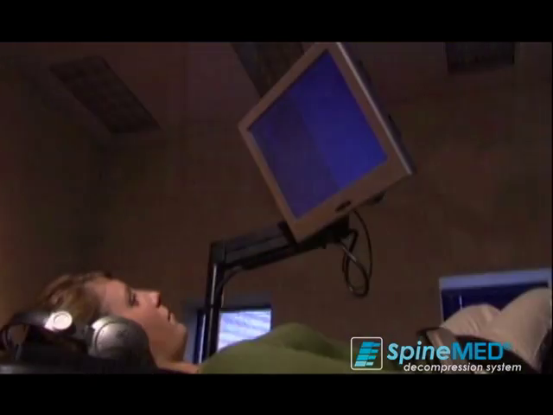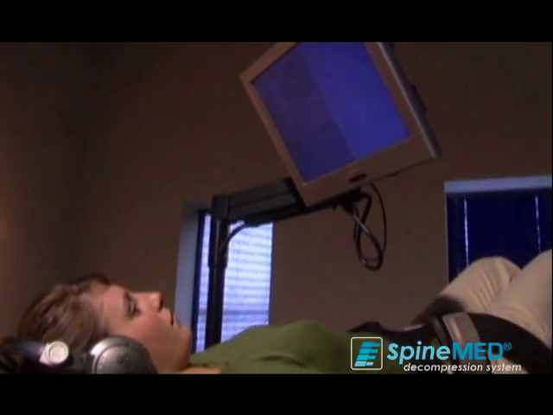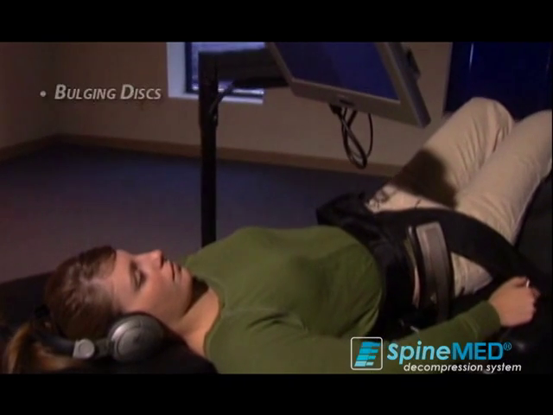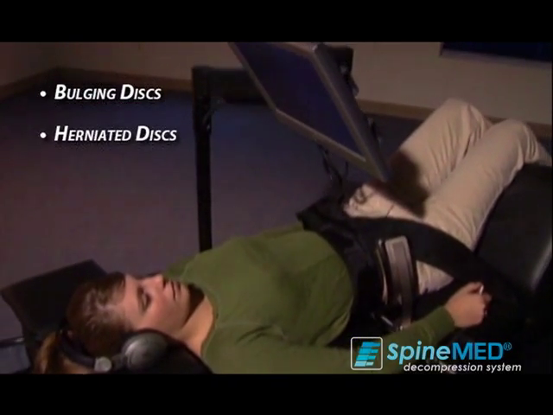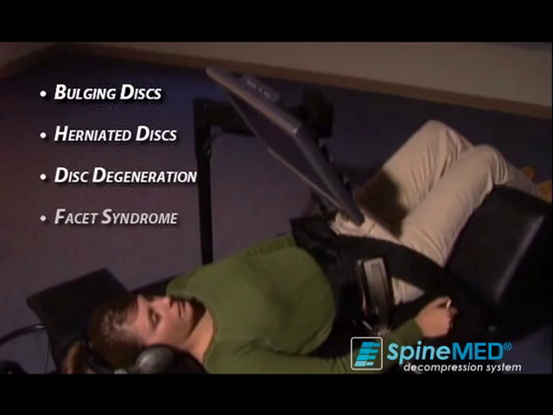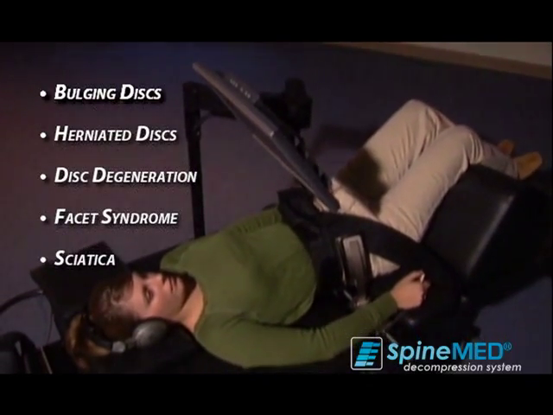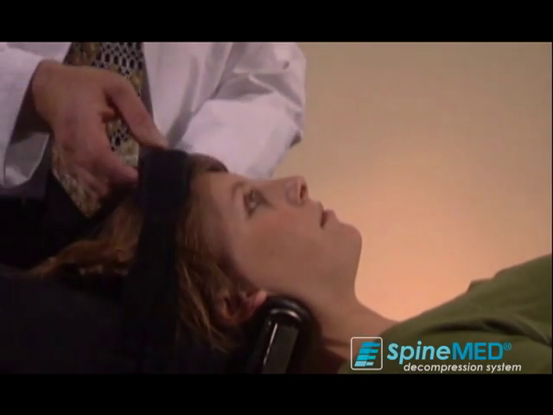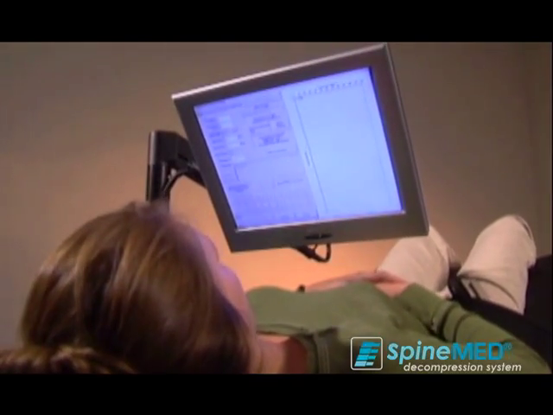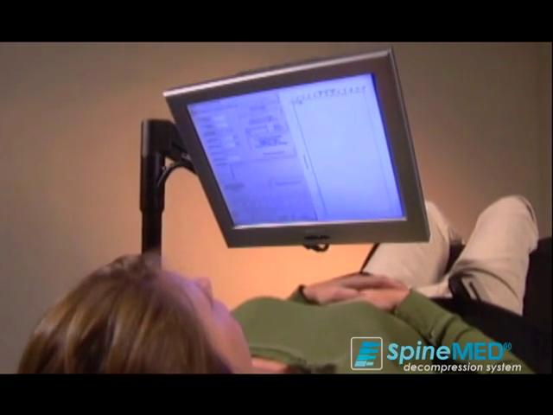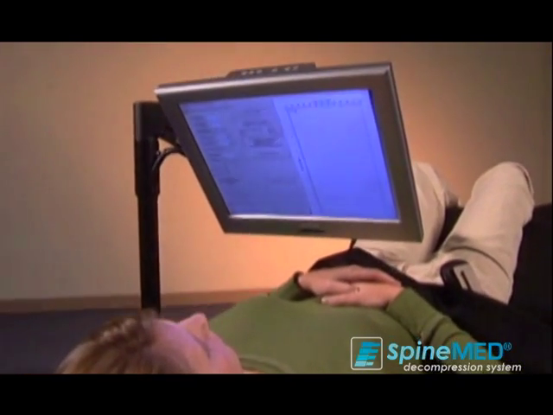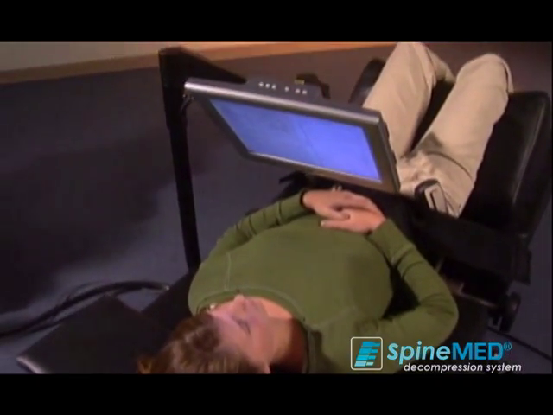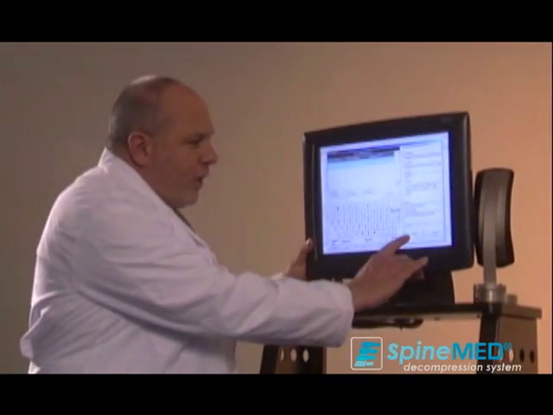SpineMed Decompression Therapy is a non-surgical, drug-free treatment that has been clinically shown to help reduce the disabling pain associated with bulging discs, herniated discs, disc degeneration, facet syndrome, and sciatica. The SpineMed Decompression Table acts to isolate and decompress spinal discs through distraction and positioning of the lumbar or cervical spine. This procedure takes place with the patient fully clothed and has been described as safe, painless, and extremely effective.